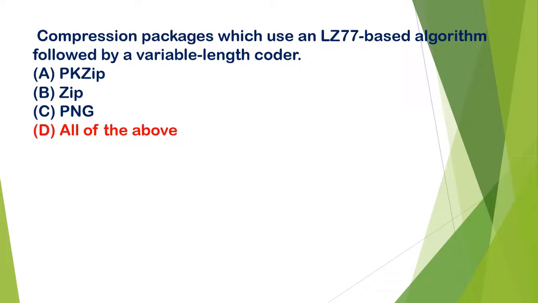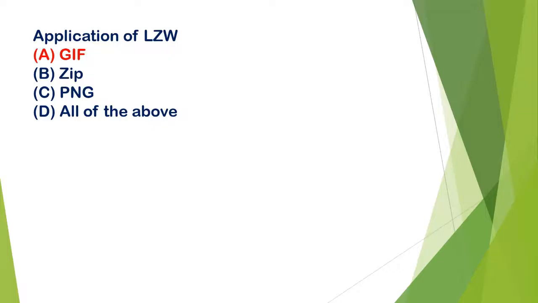Compression packages which use an LZ77 based algorithm followed by a variable length coder: A. PKZip, B. Zip, C. PNG, D. All of the above. And the correct option is D, all of the above. Application of LZW: A. GIF, B. ZIP, C. PNG, or D. All of the above. And the correct option is A, GIF.